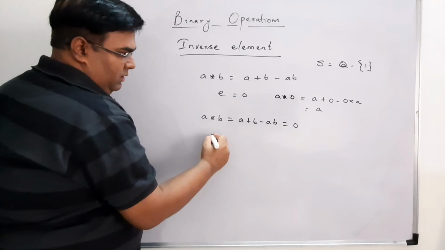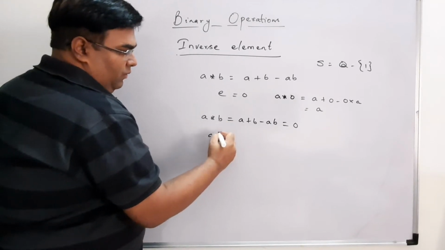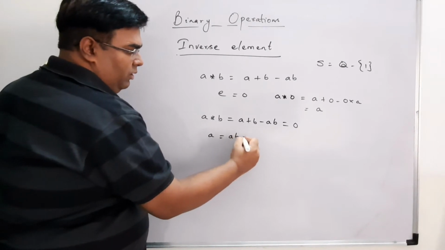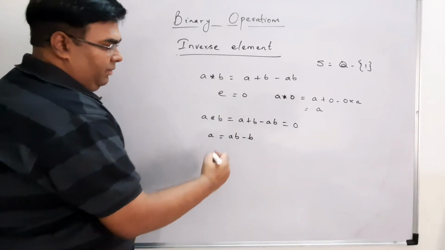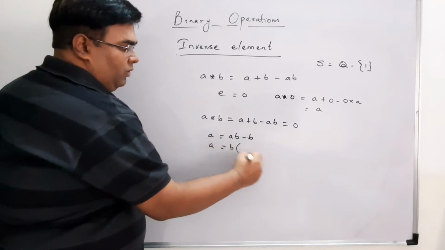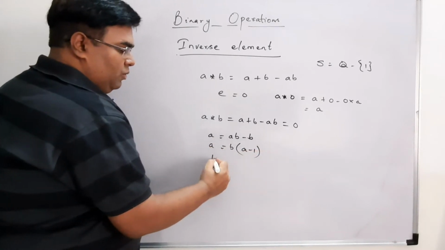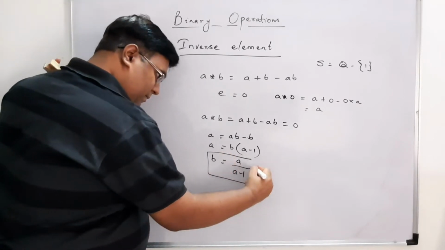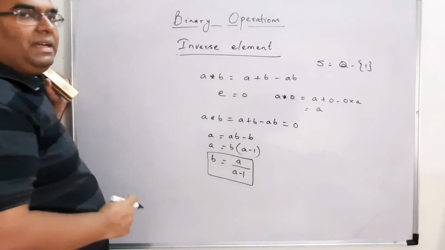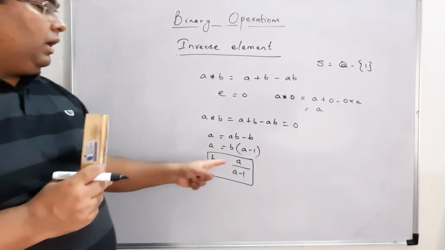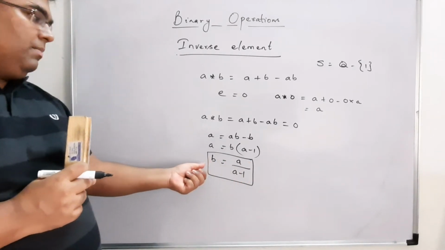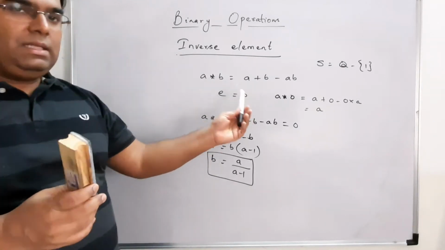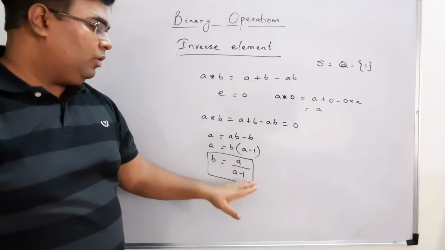So let us find out. We want to find B, so it will be like A is equal to AB minus B, or if we take B common, B is equal to A upon A minus 1. So inverse of element A is basically what? A upon A minus 1. This is my B. So our inverse element in this example is A upon A minus 1.